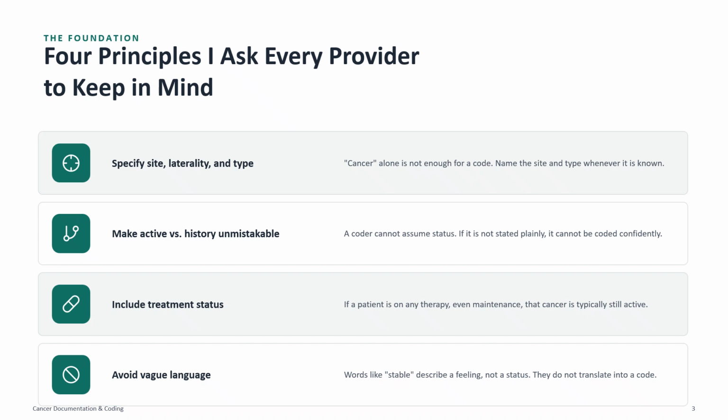With that, we want to be careful about saying history of for an unresolved condition also. So treatment status matters too. If the patient is on therapy, even maintenance therapy, that is still typically considered active disease. And the last thing I'd ask is to drop vague terms like stable. This doesn't translate into coding. It just creates a question mark in the chart.